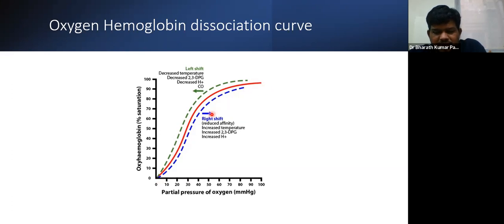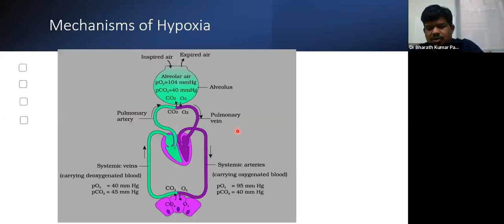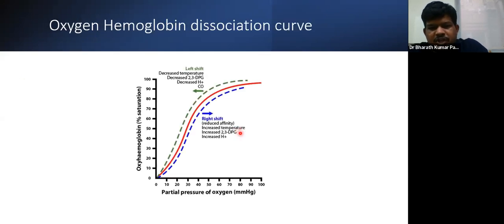The other curves, like the blue one and the green one, indicate the abnormal shifting of the oxygen hemoglobin dissociation curve either to the right or to the left. When we see the factors that affect the shifting of the curve, one is temperature, then 2,3 DPG, that is 2,3 diphosphoglycerate, and increase in H+ ion concentration. When these are increased, the curve is shifted to the right, and when they are decreased, vice versa, the curve is shifted to the left. What does this shift exactly mean?